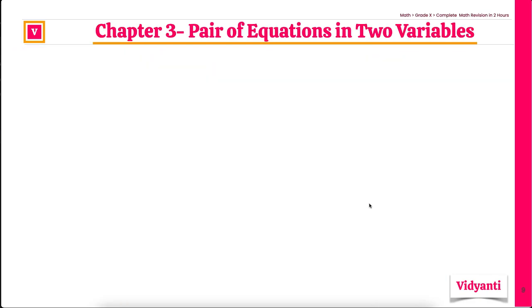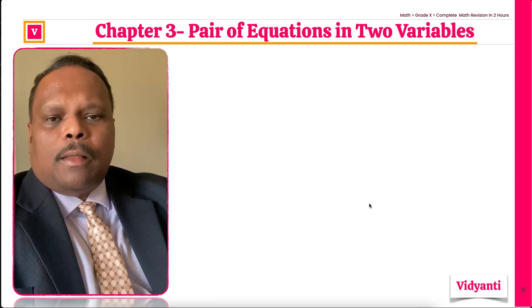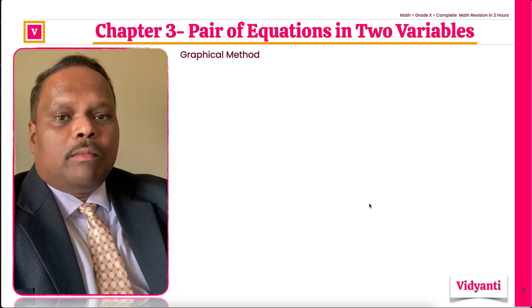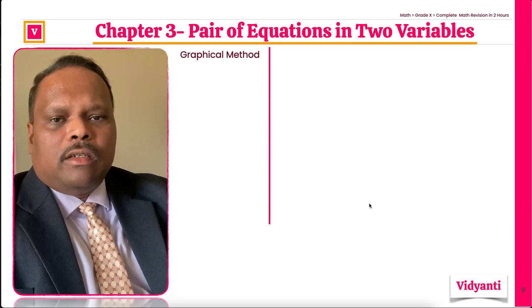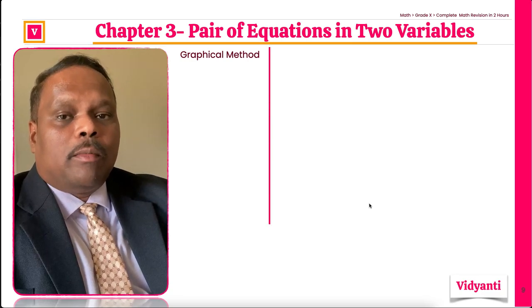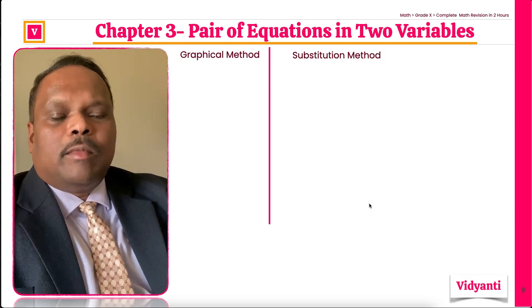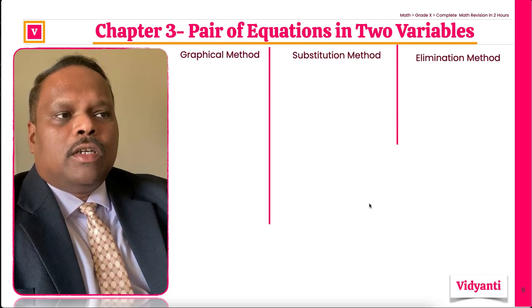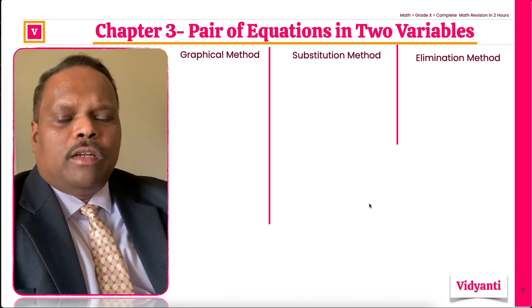Now, as long as chapter 3 is considered, pair of equations in 2 variables, we have 3 different methods. One is the graphical method, which involves graph paper and actual plotting of the equations. The second method is the substitution method, and the third one is the elimination method. Let's see them quickly one by one.